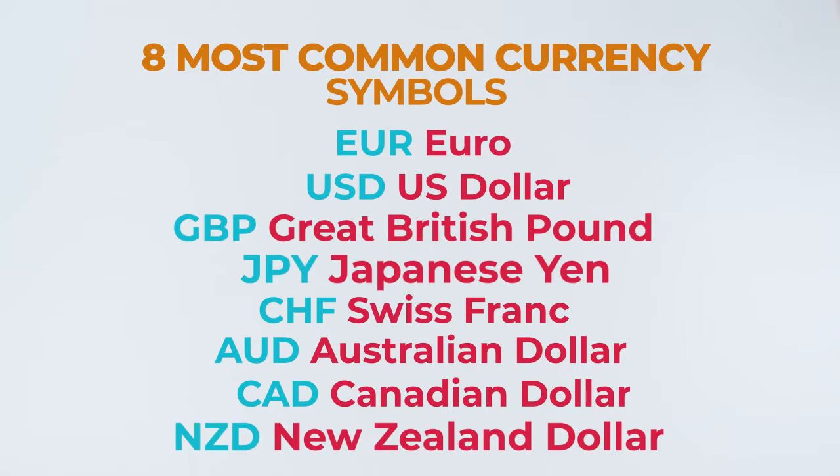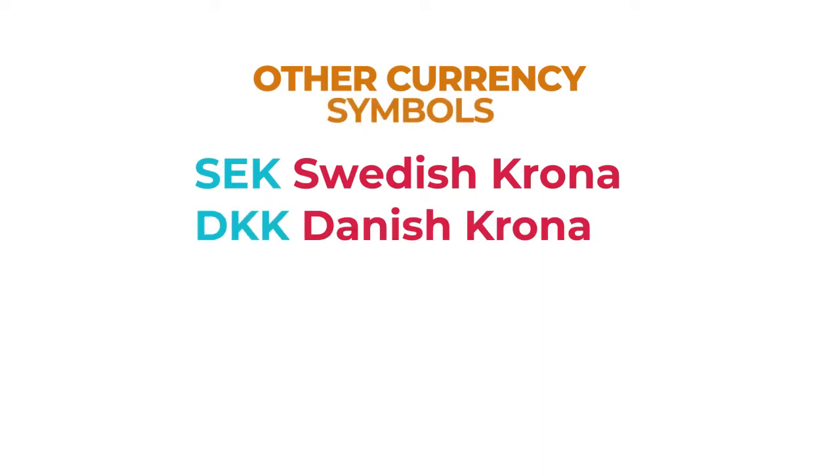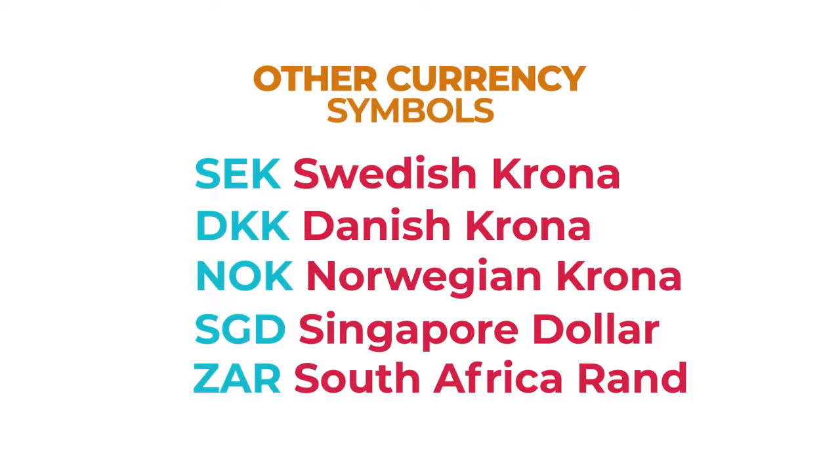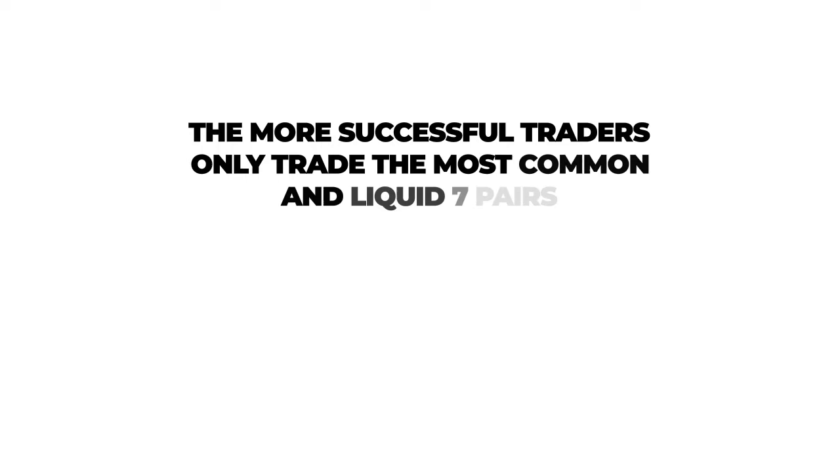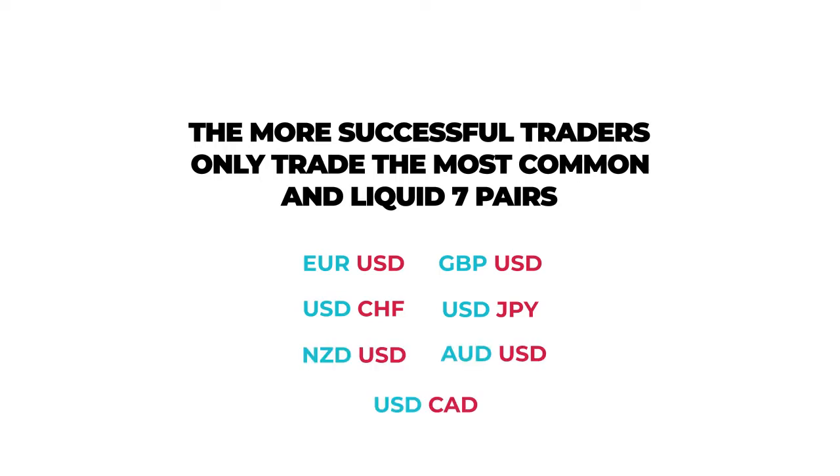So these are the main currency pairs. There are other currencies and symbols that we will be trading at least once in a while. And again, the most successful traders only trade the most common and liquid 7 pairs. Now, I do trade slightly beyond the 7, but these are the most common pairs with the highest volumes. They move with the greatest volatility and the tightest spreads. I'll talk about spreads in a while.